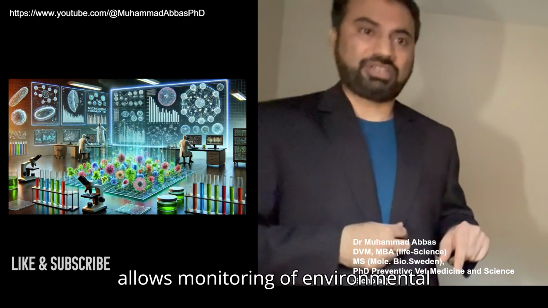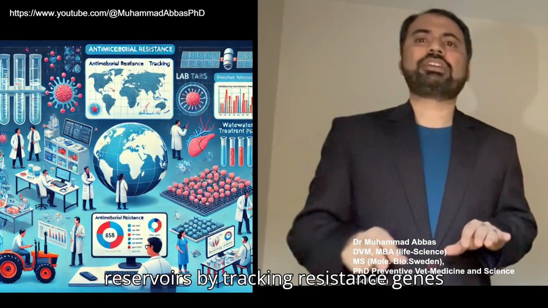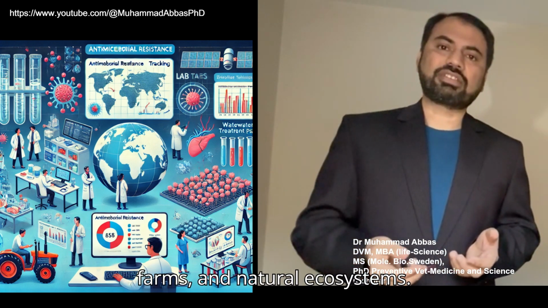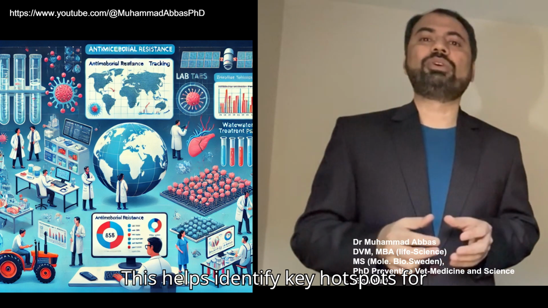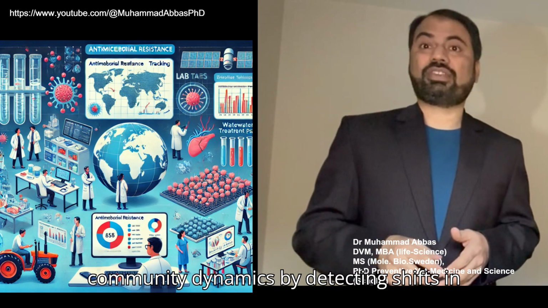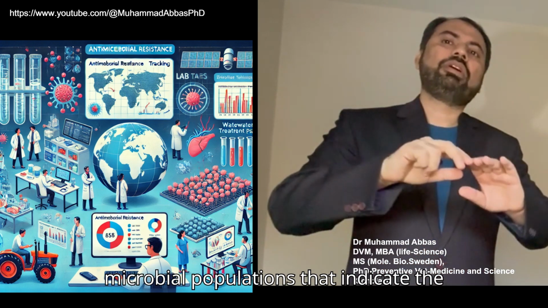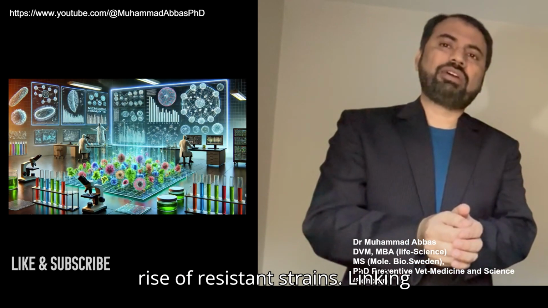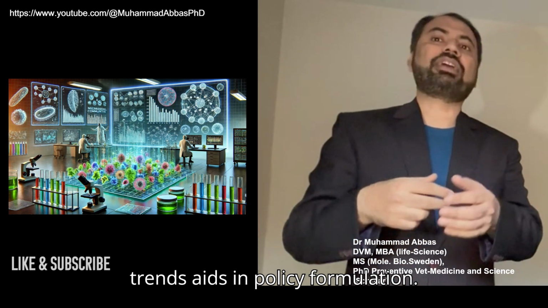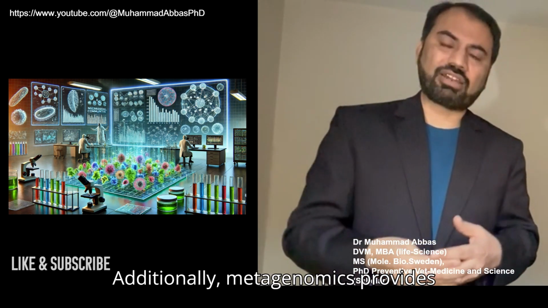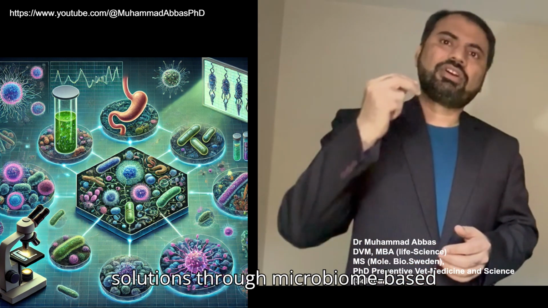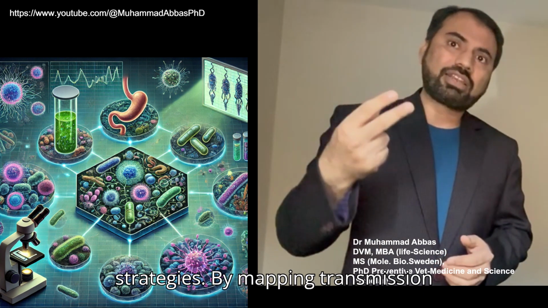Metagenomics allows monitoring of environmental reservoirs by tracking resistance genes in hospitals, wastewater treatment plants, farms, and natural ecosystems. This helps identify key hotspots for targeted intervention. It also facilitates the analysis of microbial community dynamics by detecting shifts in microbial populations that indicate the rise of resistant strains. Linking antibiotic use patterns with resistance trends aids in policy formulation. Additionally, metagenomics provides crucial insights into microbial interactions, offering potential solutions through microbiome-based therapies and targeted antimicrobial strategies.